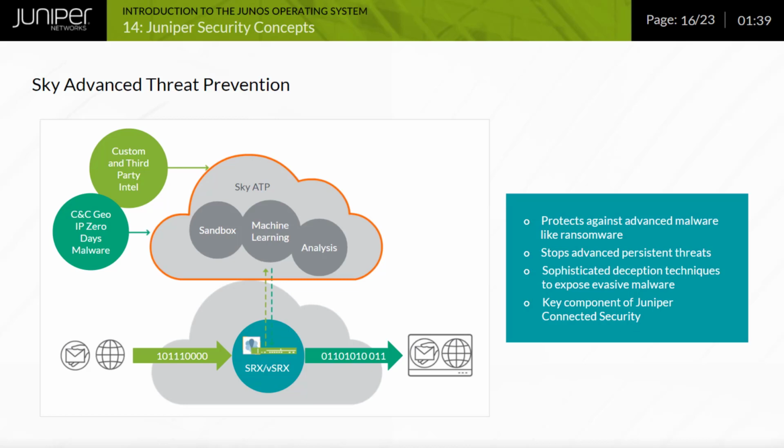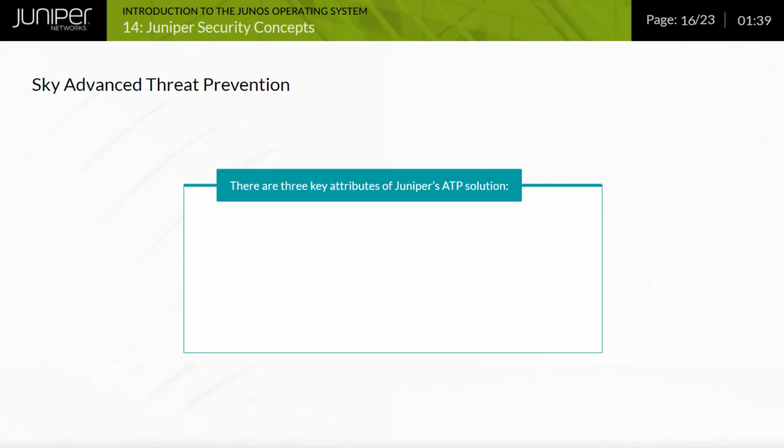The ATP service delivers deep inspection, scanning file contents for signs of malicious intent, and actionable reporting. Juniper's goal is to not just report on malware that comes across the perimeter, but to offer inline blocking when possible as well. There are three key attributes of Juniper's ATP solution. 1. ATP's integration with the vSRX that allows both detection and prevention of threats.